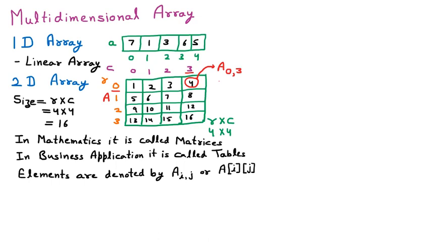It can be A[0][3]. Above is the subscript notation and below is the bracket notation. So that depends upon the programming language which we are using. So A03 will represent this particular element.